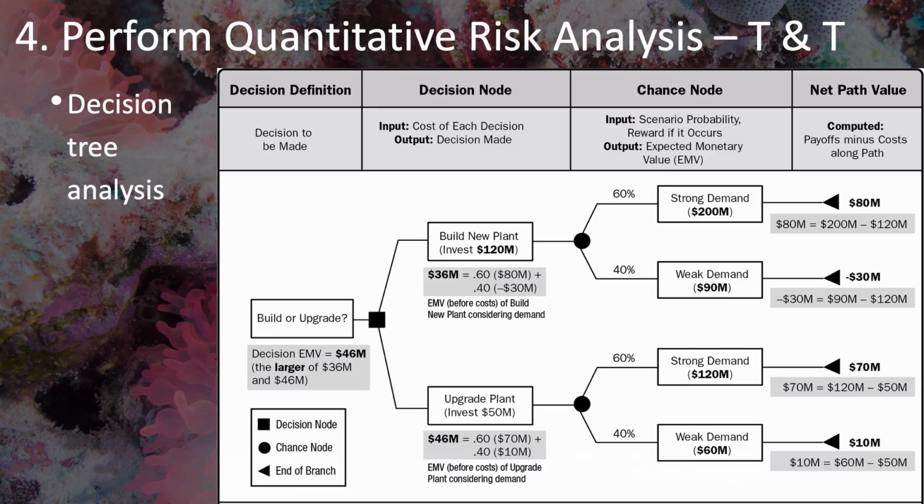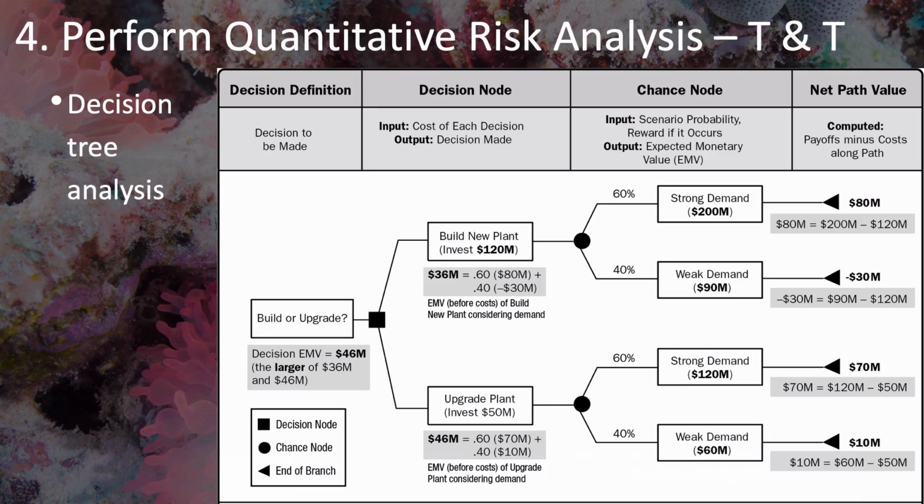For each scenario, you calculate what the value would be of that scenario. For example, if you build a new plant at a cost of $120 million and the demand is strong, it will bring in $200 million for a net value of $80 million. However, if the demand is weak, then the net value is a loss of $30 million. You then repeat this for all of the other decision options and scenarios.